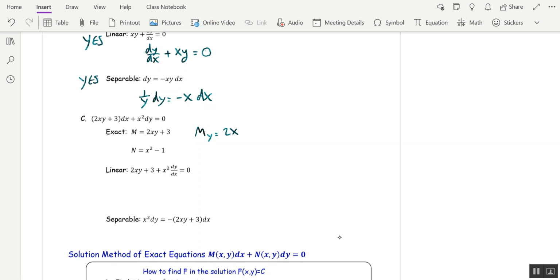There's a typo there. This shouldn't be x squared minus 1, because this is just x squared. So take out that minus 1. N sub x is 2x. I copied this example from the next page because we're going to solve a differential equation similar to this.